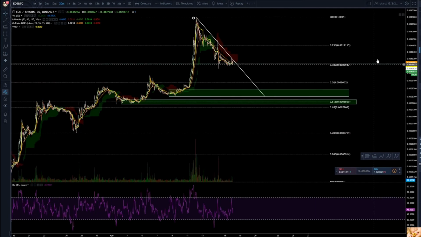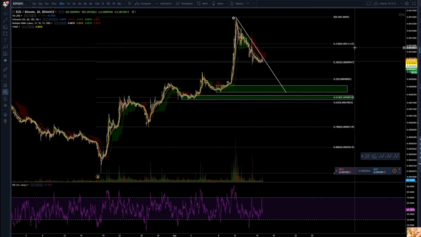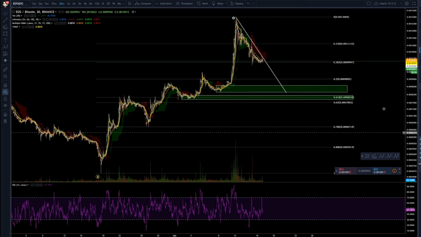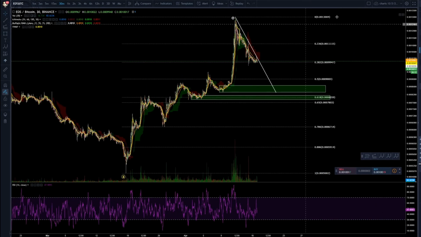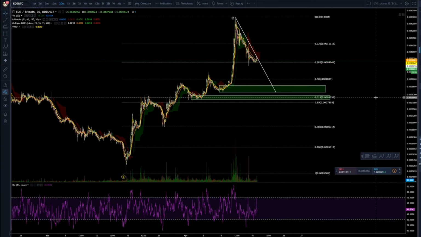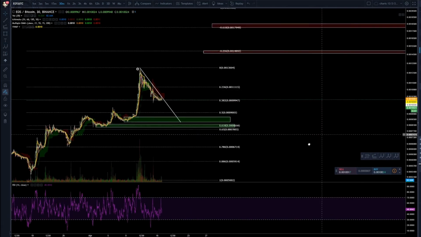And EOS does seem like a killer trade, just like Ontology and Neo and a few others. But do your own research as well. You see how I do it, and I'm sure you'll be able to make some killer trades as well.